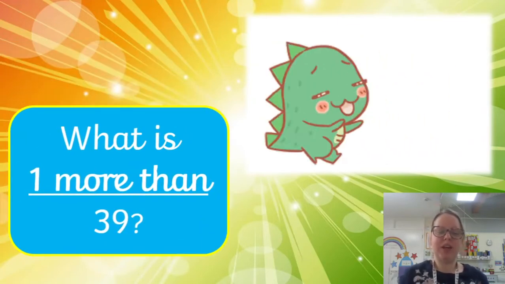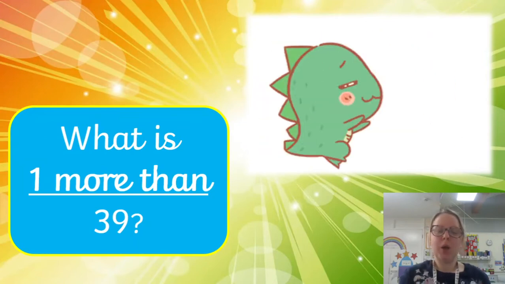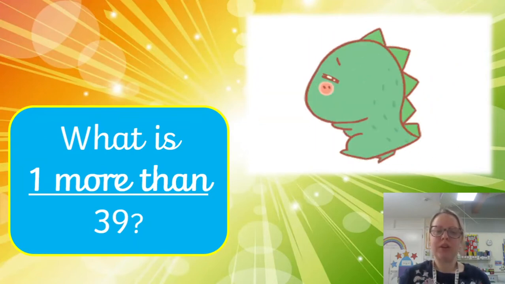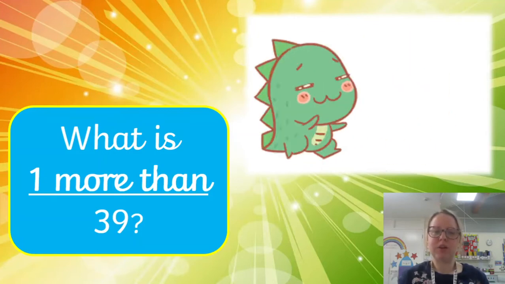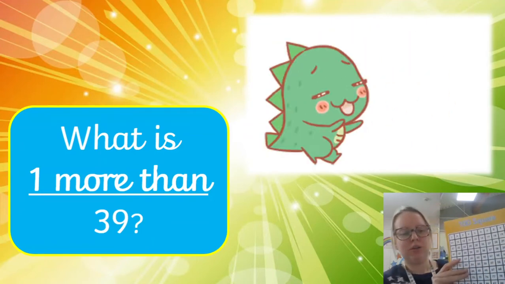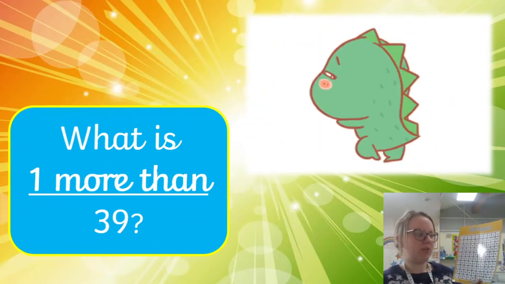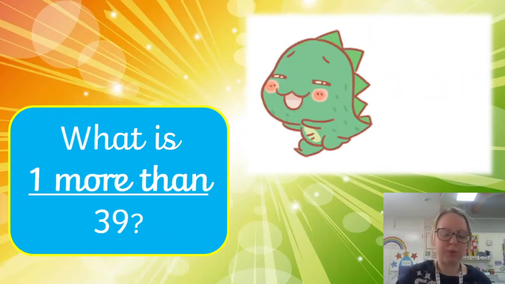Right, thinking carefully now. Have your 100 square ready to help you. What is 1 more than 39? Can you write the number down for me? Find it on your 100 square. So 1 more than 39. So find 39. Then we need to do 1 jump to find 1 more than.